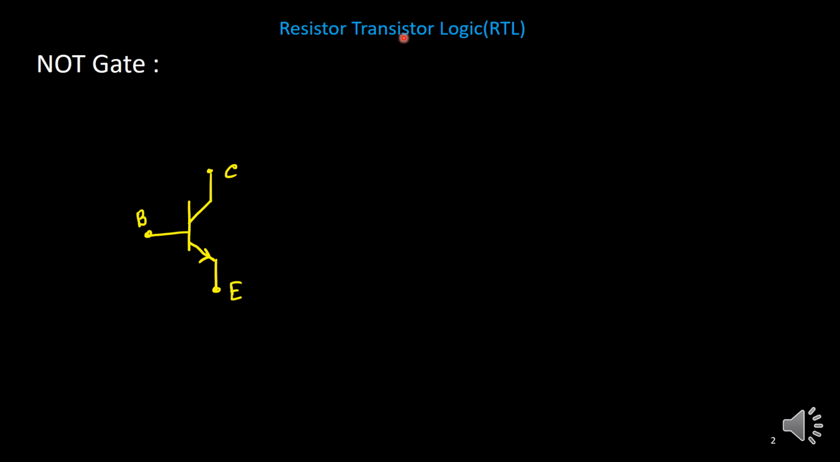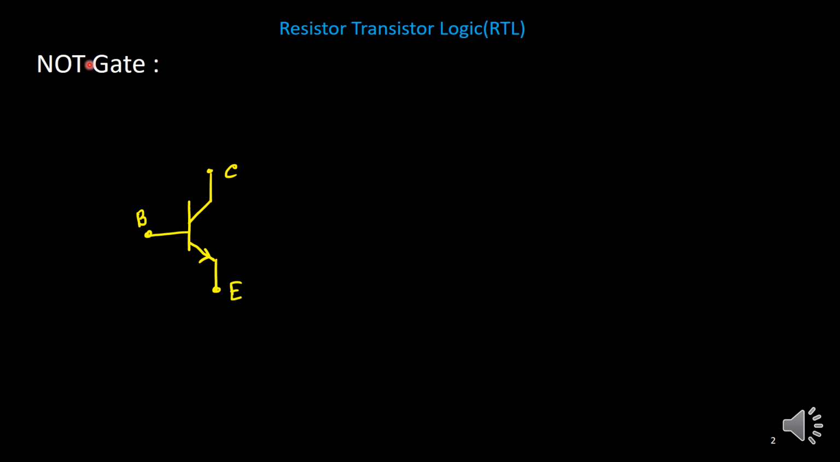The name Resistor Transistor Logic suggests that it contains two elements. One is the transistor, which is the main element, and along with the transistor, this will have a few resistors to bias the circuit, and voltage sources will be there to design the NOT gate or any other gate. So we'll discuss this in detail.